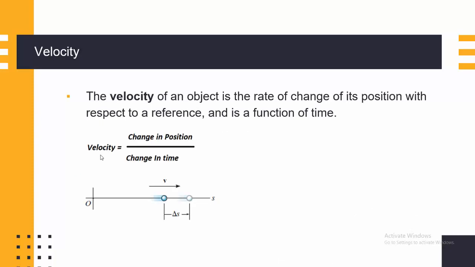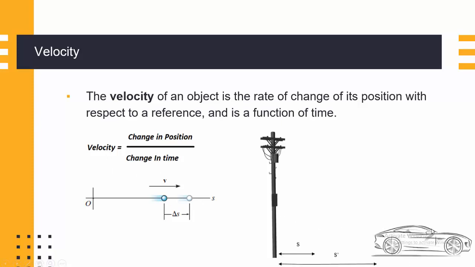Next is velocity. The velocity of an object is the rate of change of its position with respect to time. Here the object is moving from its first position to the final position. To move this distance delta s in a period of time, it has some velocity. If the velocity is high, then the particle will move in less time. If the velocity is low, then the particle will take a very long time. Here the car is moving with some velocity from s to s dash.